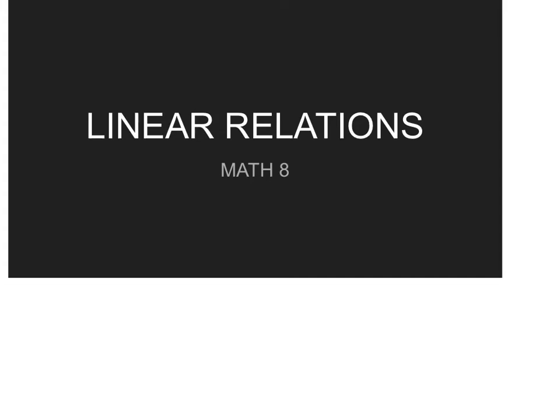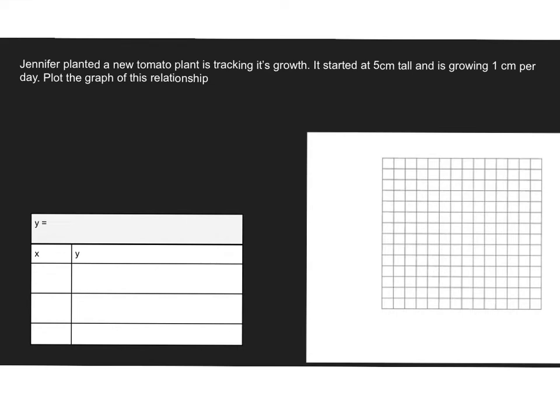Today we're talking linear relations word problems. So here's a word problem. Jennifer planted a new tomato plant and is tracking its growth. It started at 5 centimeters tall and is growing 1 centimeter per day. Plot the graph of this relationship.